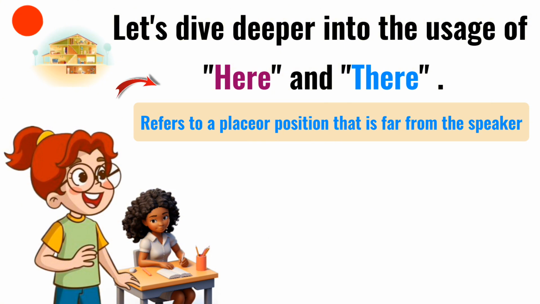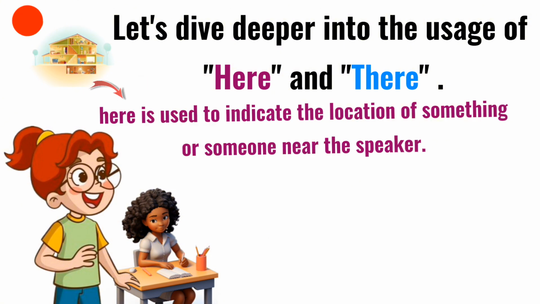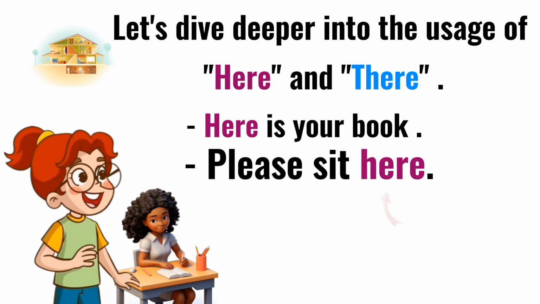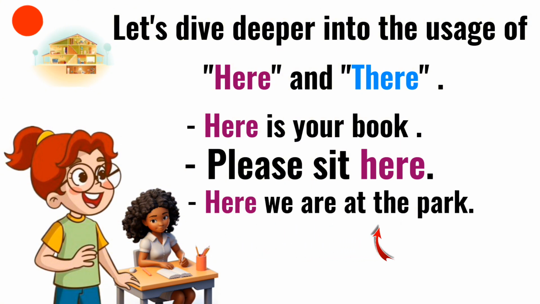As I said earlier, here is used to indicate the location of something or someone near the speaker. Examples: Here is your book. The book is near the speaker. Please sit here. The speaker is indicating a spot close to them. Here we are at the park. The speaker is at the park.